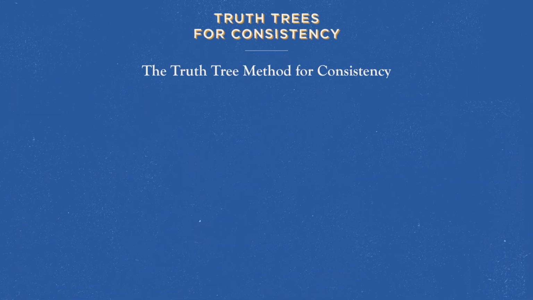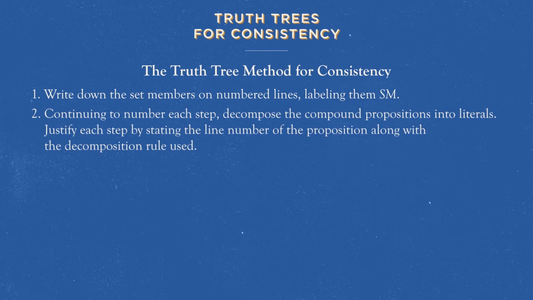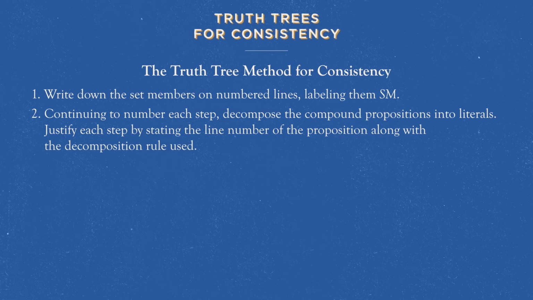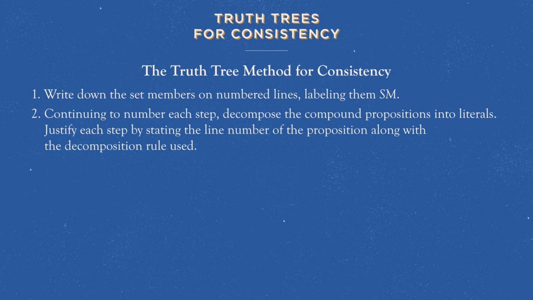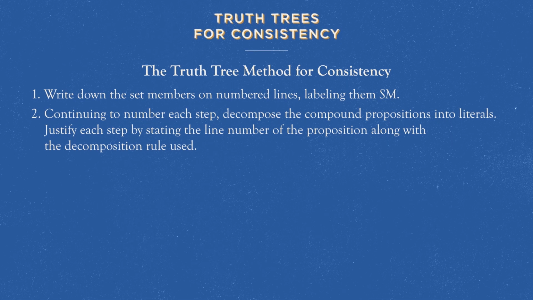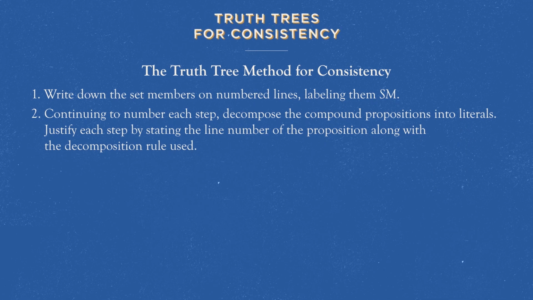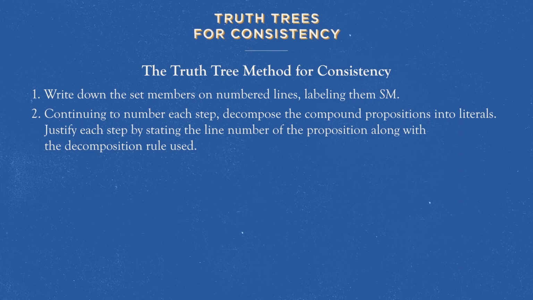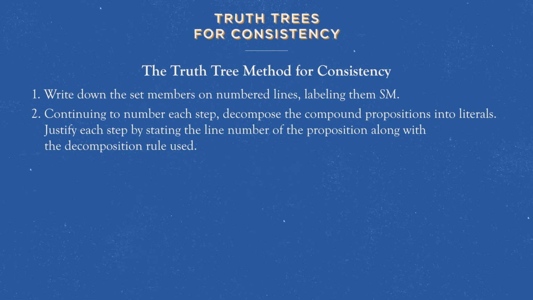So to summarize, here's the method for truth trees for consistency. First, write down the set members on numbered lines, labeling them SM for set member. Continue to number each step as you decompose the compound propositions into literals. A literal is either a variable or a negation of a variable, or a constant or the negation of a constant. Justify each step by stating the line number of the proposition along with the decomposition rule used. The rules we learned today are double negation decomposition, conjunction decomposition, disjunction decomposition.